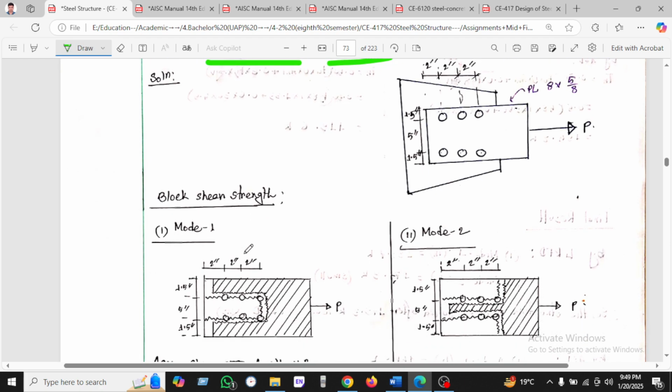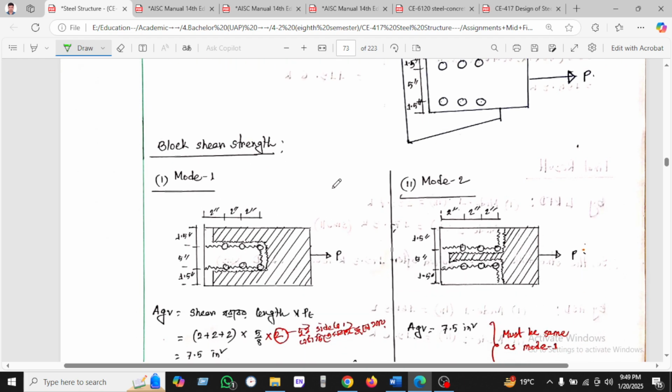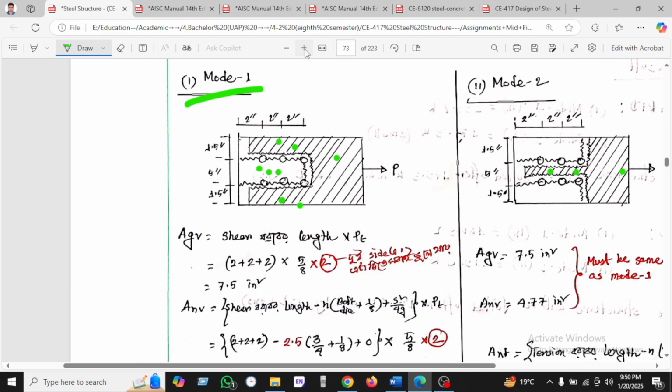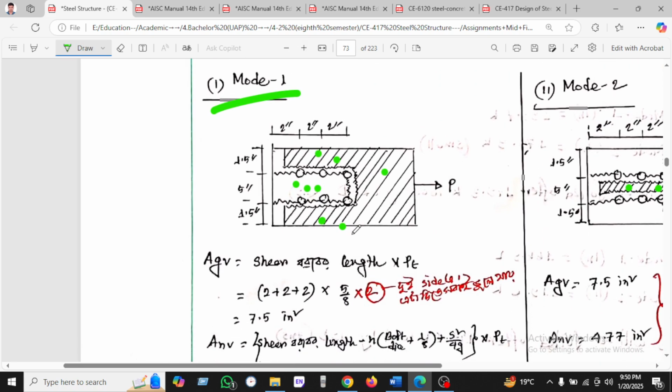Okay, let's see. At first we are considering two modes. Mode 1, what is mode 1? In mode 1, the inner portion will not come out and the outer portion will come out. On the other hand, in mode 2, the inner portion will be tearing out here. So at first I am going to finish mode 1.